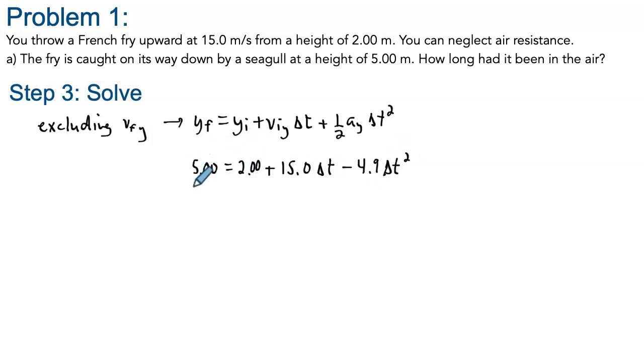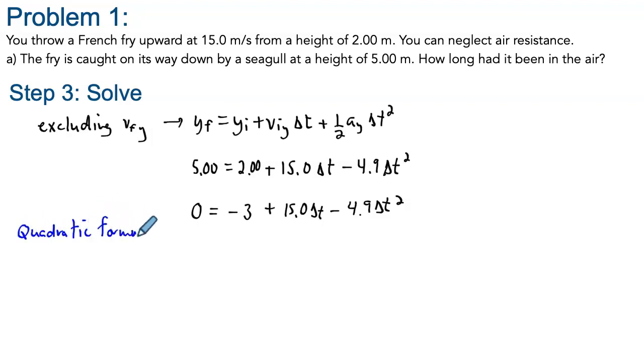So to do so, we need to make sure that we have the other side that is equal to 0. So this will become 0 is equal to minus 3 plus 15 delta t minus 4.9 delta t squared. Here I want to note that I dropped the units because I knew that I would end up with the quadratic equation. In general, it's a good idea though to keep track of the units so that you can spot mistakes more easily.